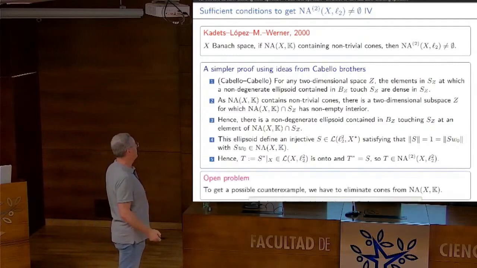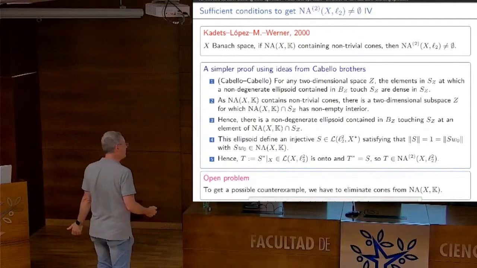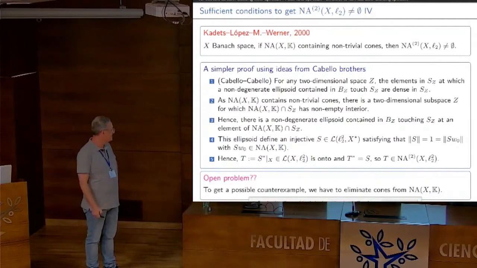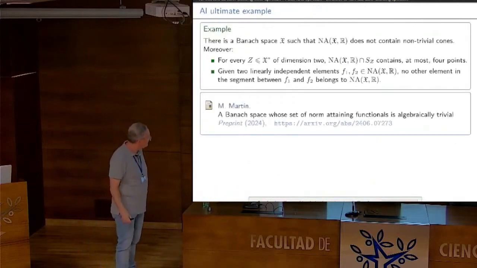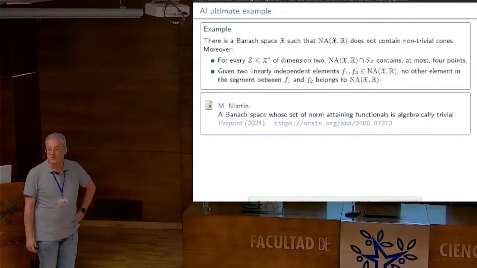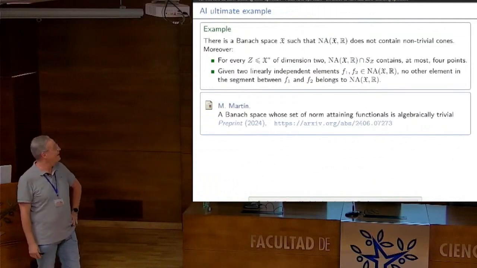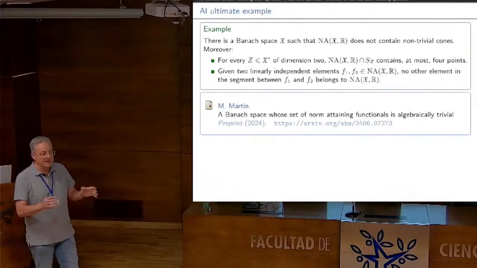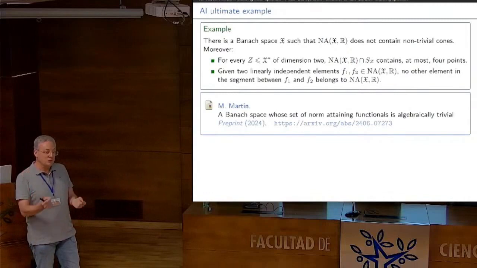Okay, open problem. To get a possible counterexample, we have to eliminate cones from the non-attaining functionals. But is it really an open problem? No. The ultimate example: I just uploaded today to arXiv the following result. There exists a Banach space X such that the set of non-attaining functionals contains no cones. Actually, it is the worst possibility you can imagine. Taking two linearly independent non-attaining functionals on this space, no other point of the segment between them is non-attaining.